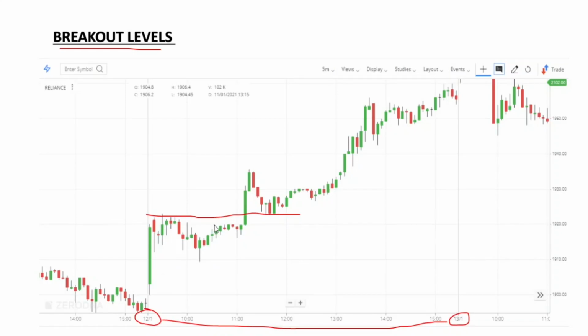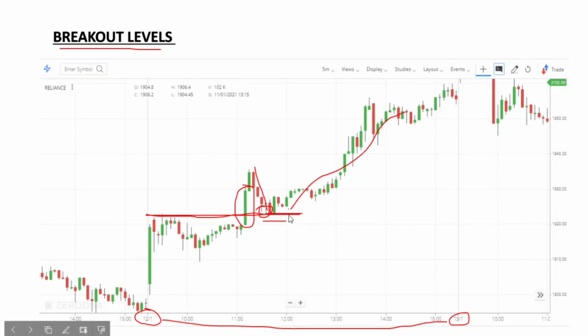Price was facing some resistance here. I just drew a line here. My concept is clear: if price breaks this level, I will go long. So what happened? Price made a big bullish candle and broke that level, and you can see how big was the move. Again price retested that breakout level, and here also you could have entered with a stop loss below this breakout range and you would have got good profit with this trade.